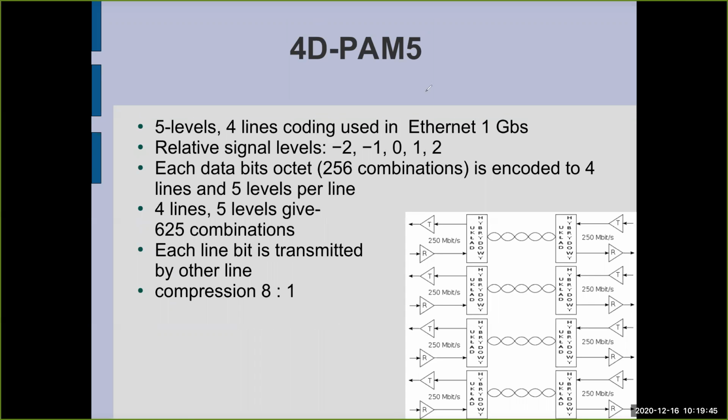This method was also used in Ethernet 1 gigabit. It's not applied in our computers because in our computers it works differently, but there was a version of Ethernet using this method. So look, in this case, we had 5 voltage levels and 4 lines coding. So we had 4 lines in which data were sent.